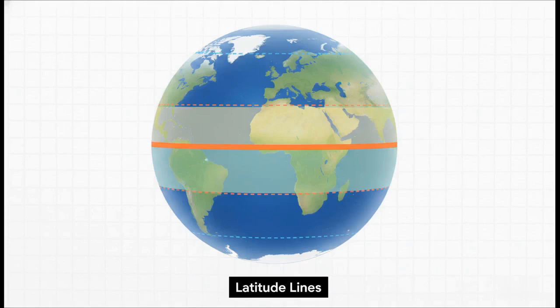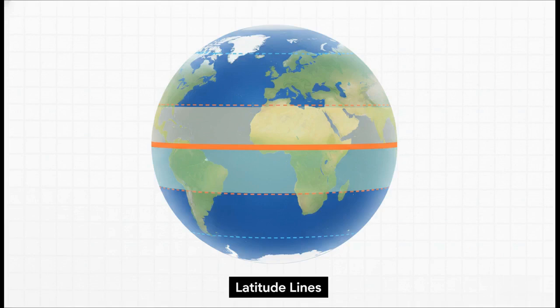So let's look at the key markers here. The whole system starts with the equator, right at 0 degrees latitude. It is absolutely the most important one. It's often called the Great Circle because it perfectly slices the Earth into the northern and southern hemispheres. From there, we map outwards to 90 degrees north at the North Pole and 90 degrees south at the South Pole.